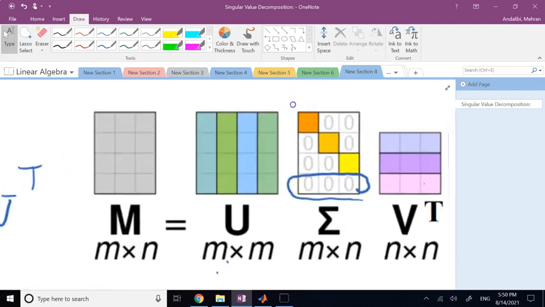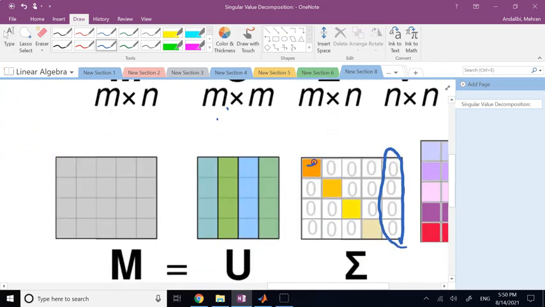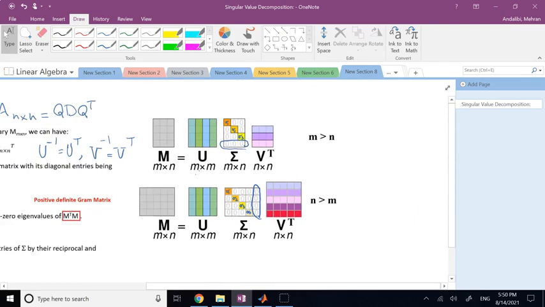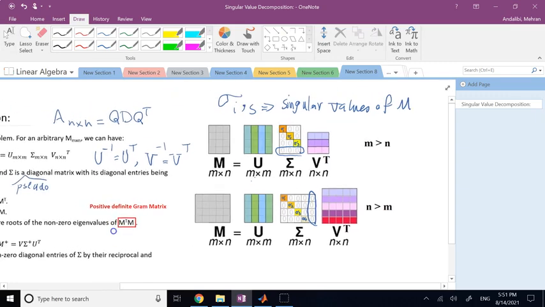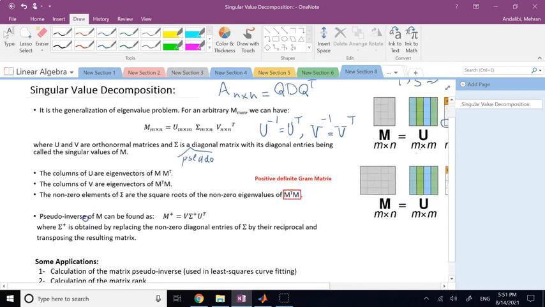And by the way, these non-zero diagonal elements, in general, if we show them with sigma 1, sigma 2, and sigma 3, or here we might show them with sigma 1 all the way to sigma 4, these are what we call the singular values of matrix M. So the sigma i's are the singular values of M. Okay, so that's the meaning of singular value.